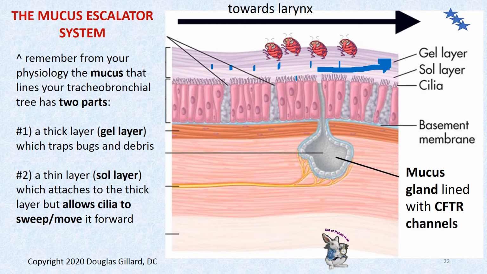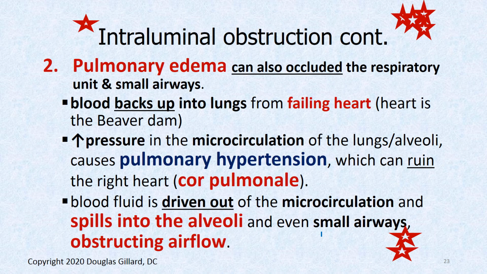Are we out of the rabbit hole? Yep, we're out of the rabbit hole. So that's cystic fibrosis. We talked about intraluminal obstructions. That's where we left off.